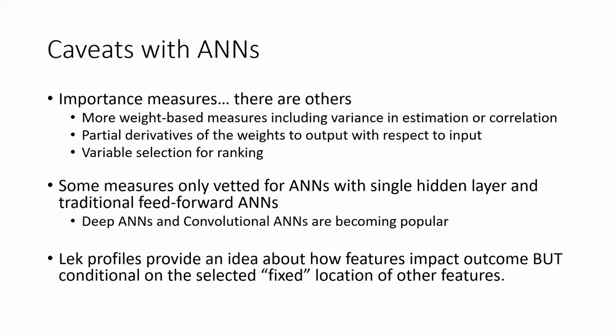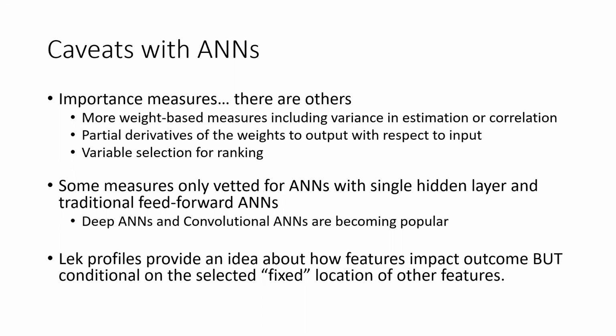Okay, so there are a couple caveats. There are lots of importance measures that have been developed for artificial neural networks. So I presented 3, and then the Lek plot. There are more weight-based importance measures that do things like accounting for the variance as you estimate the alphas and the betas, so those weights going back and forth. They believe that the higher the variability in estimating those weights, the more important they are. There are some that account for the correlation between the outcome and the predictor of interest, adjusting for everything else.